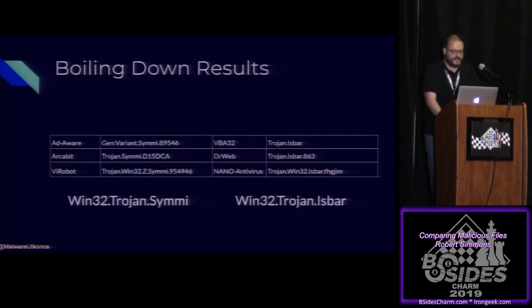So after taking all of the commonalities from those results, you end up with two strings, two scanner results, isbar and simi. And, like I said, this is very low quality, but this gives you at least something which you can go to Google or go to a threat intelligence platform or go to a malware repository and search for files that match these and see, is this what I'm looking at or is it not? And it can help you on your way to figuring out what you're looking at.